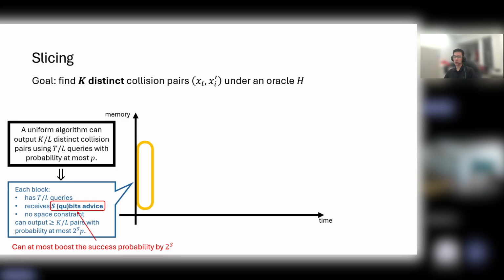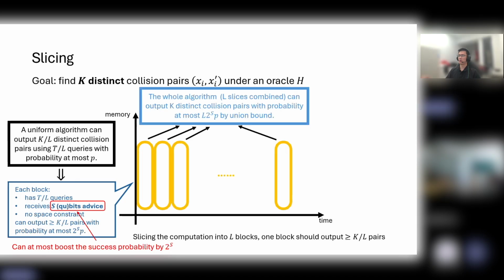So to prove the lower bound, we want to show that there must be one block such that that block, without advice or with a maximally mixed advice, is able to produce more than k divided by L pairs with probability, oh, by the way, this might be a typo. It's like p times 2 to the minus s. So, oh, sorry. This is not a typo, sorry.